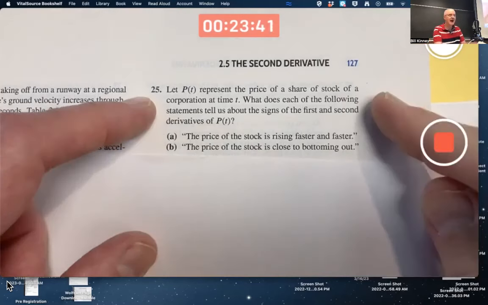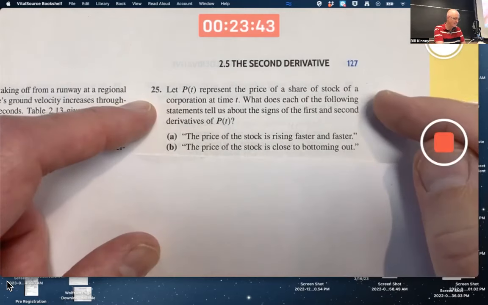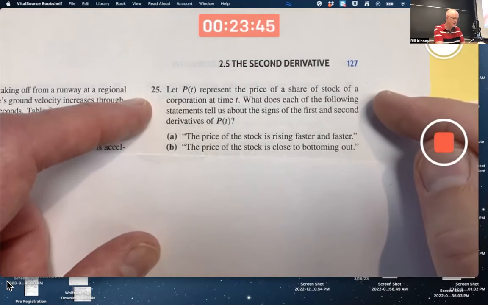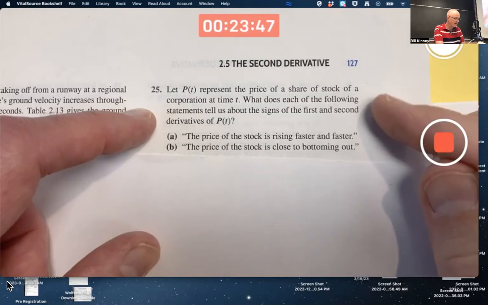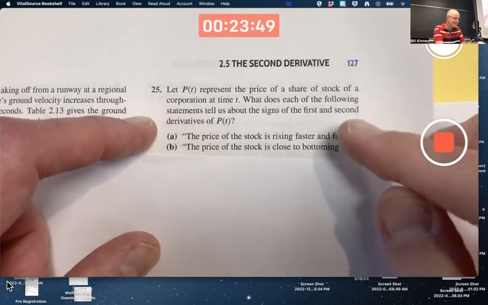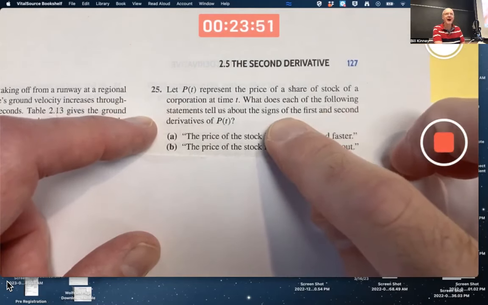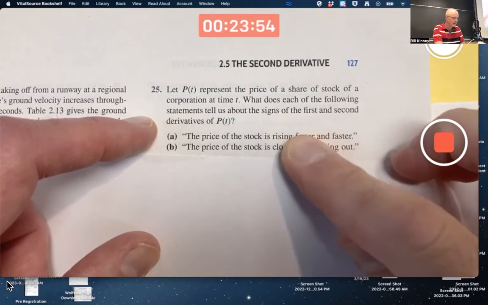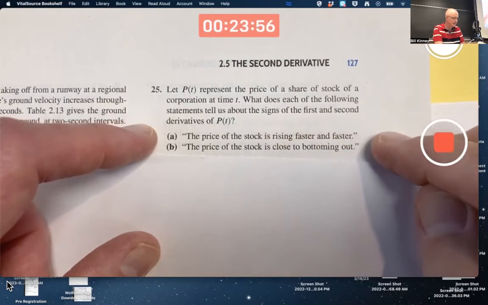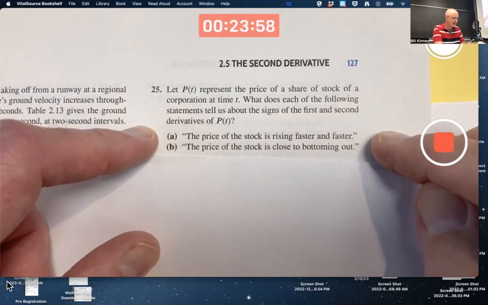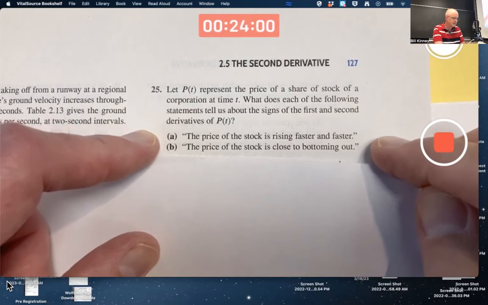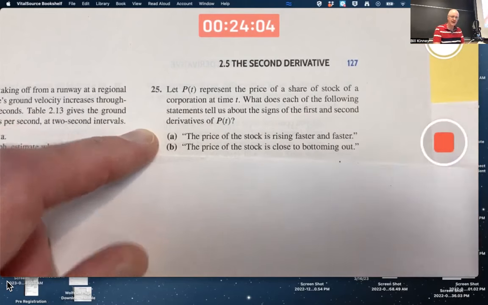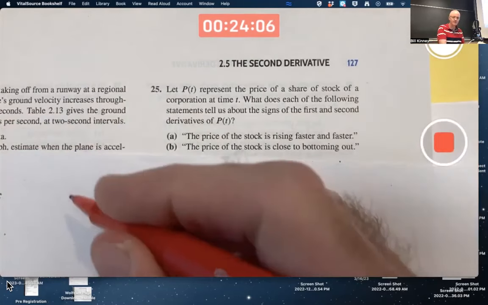Anyway, so this is stocks. Stocks go up and down as well. Not quite as fast as crypto. What does each of the following statements tell us about the signs, positive or negative, of the first and second derivatives of P of T? A, the price of a stock is rising faster and faster. B, the price of a stock is close to bottoming out. Focus on A first.